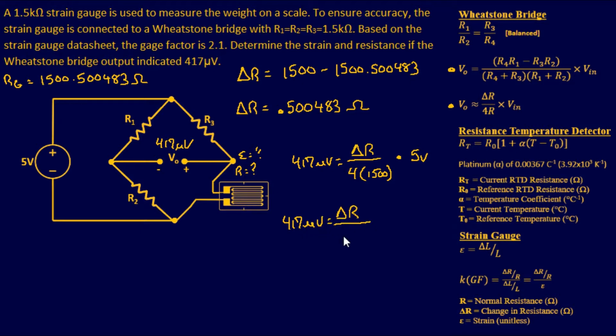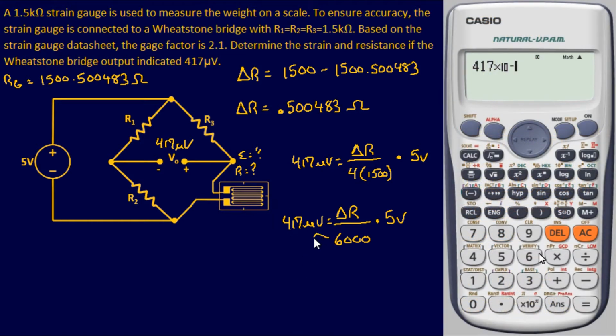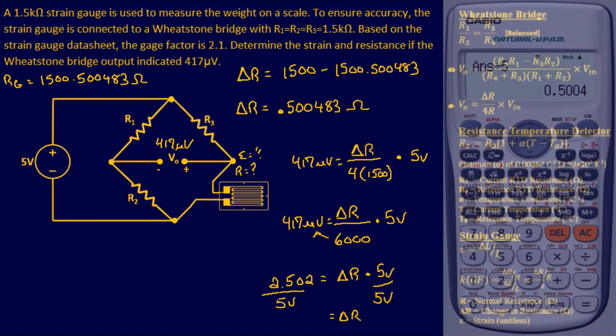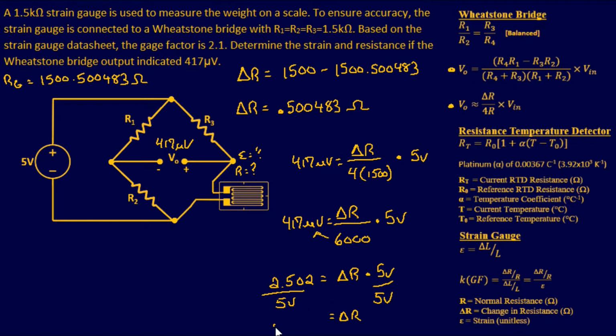Difference in resistance, and we'll leave the same. 4 times 1500, that's pretty easy, that's 6000, and then times 5 volts. And if I multiply 6000 times 417 microvolts, so just multiply times there, it's going to give me an answer of 2.502 equals difference in resistance times 5 volts. And if I divide both sides by 5 volts, it's going to give me a difference in resistance. I'll try to make that look like a delta of 0.5004.